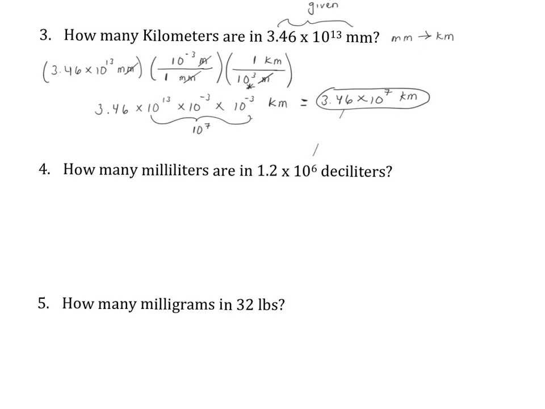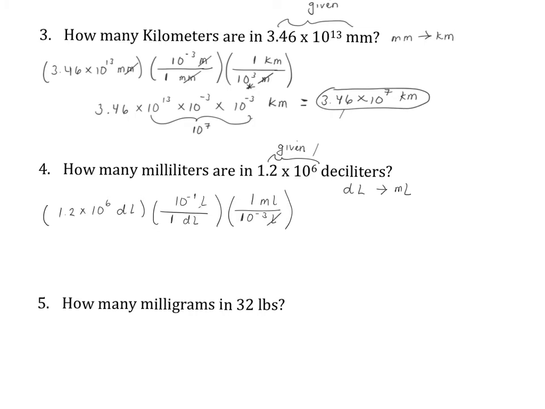In the next problem, we're going from deciliters to milliliters. We start off with what's given. So we have 1.2 times 10 to the 6 deciliters. We know that in 1 deciliter, there's 10 to the negative 1 liters. And there's 10 to the negative 3 liters in 1 milliliter.